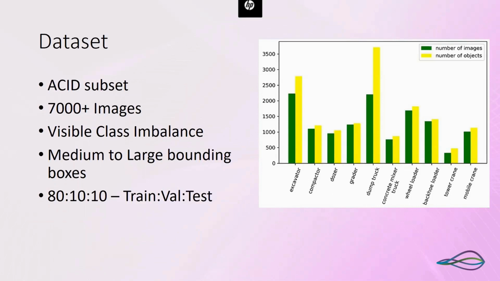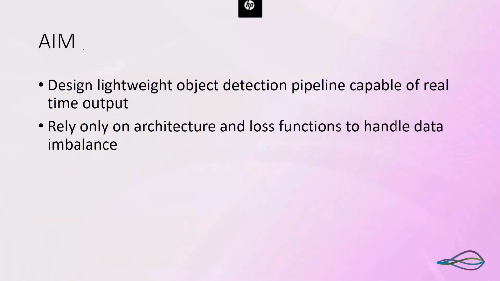Secondly, the average size of a bounding box. Basically, in object detection, our aim is to not only classify the object, but also localize it. For localizing, we draw a bounding box across the object. The average size of bounding boxes of the objects in this dataset ranges from medium to large. So there are no small objects as such, which is a daily life observation. For training, validation, and testing, we have an 80-10-10 split.